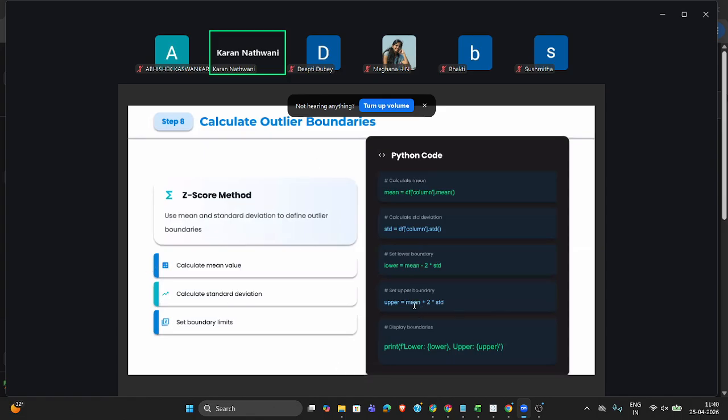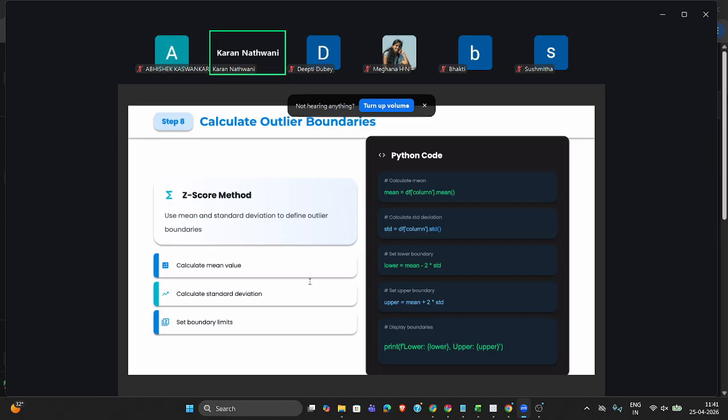You can just calculate the mean and plus or minus 2 standard deviations. You first calculate the mean from the DF column, using dot mean, an inbuilt function. Standard deviation is also an inbuilt function in Python. Then you calculate the lower boundary, which is mean minus 2 times standard deviation, and the upper boundary, and print them. Any data which lies within this is no outlier, and any data beyond this, left and right, is an outlier.